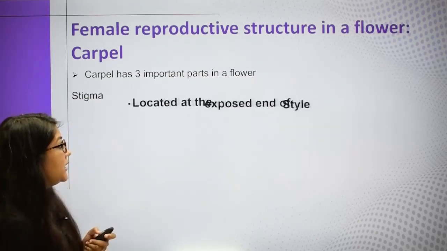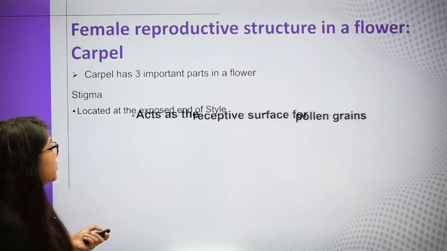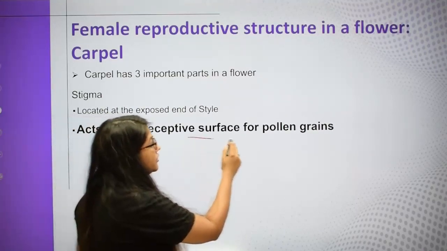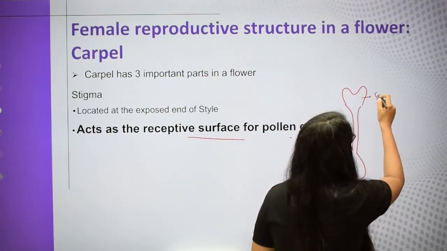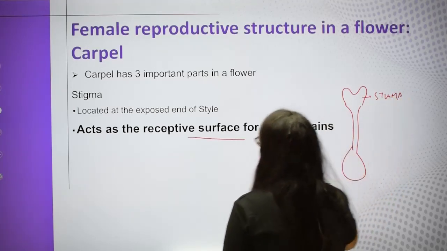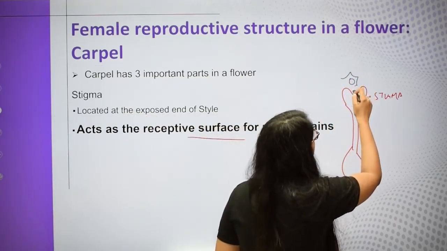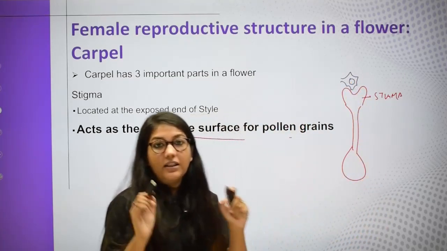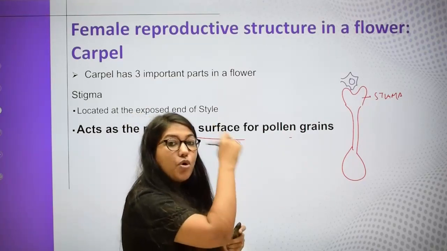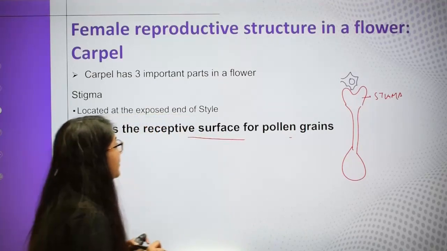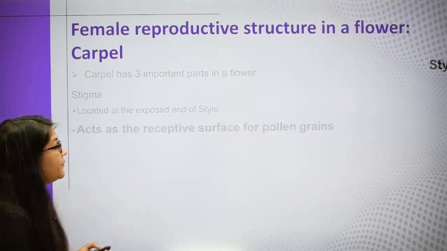The first one is the stigma. Stigma is located at the exposed end of the style, right? We saw it in the diagram as well. It acts as a receptive surface for the pollen grains, right? This is my carpel. This is the stigma, and on this stigma, what is going to happen? After the process of pollination, the pollen grain, let's suppose this is the pollen grain, is going to land here, right? And then I had told you previously also, there will be certain exchange of chemical dialogues, and then post that germination of the pollen grain is going to happen. So the stigma's important function is that it acts as the receptive surface for the pollen grains.